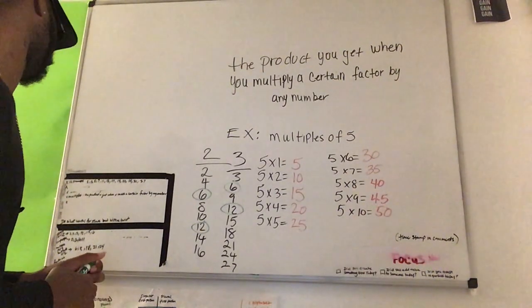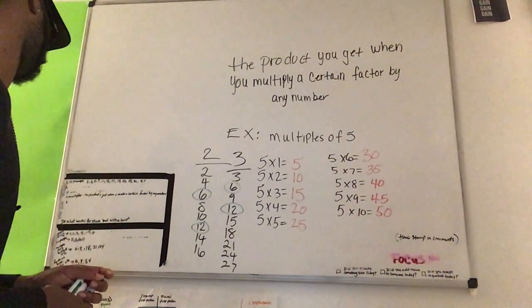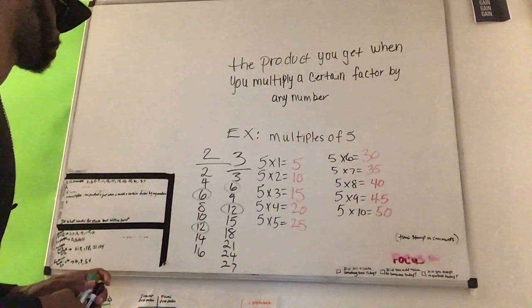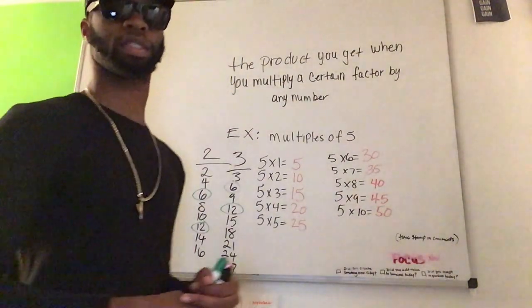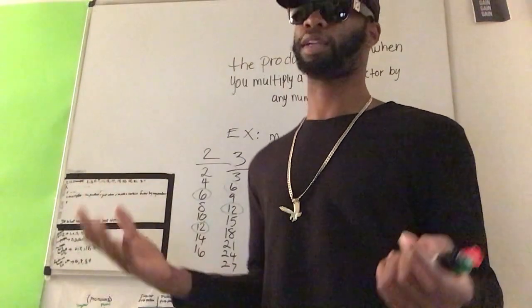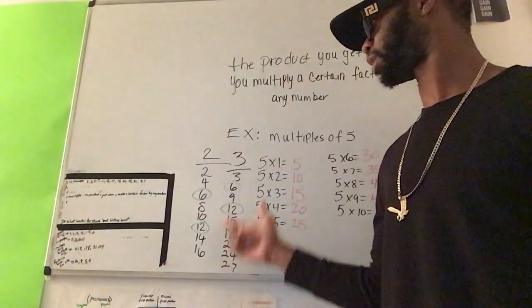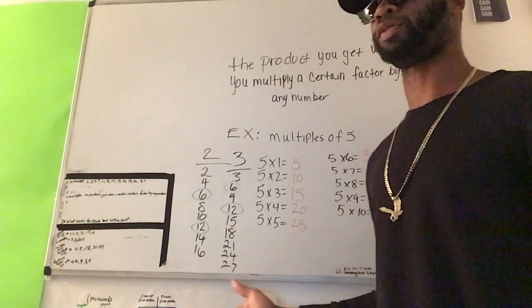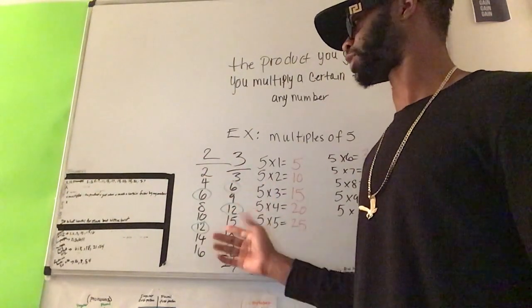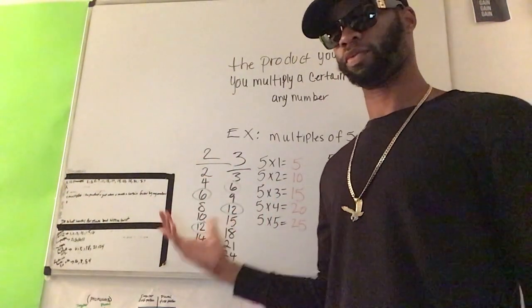All right, so that's how that works. If you want to compare two different numbers when it comes to their multiples, you want to first write the list of multiples and then look at both lists to see what they have. That's how that works.